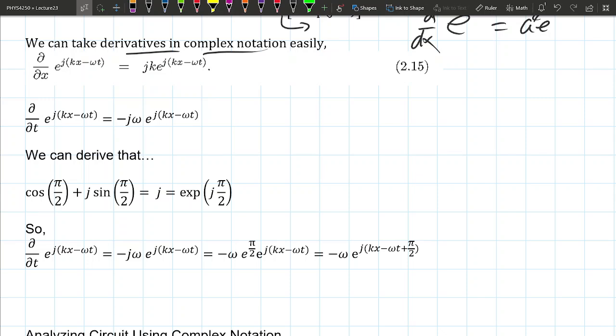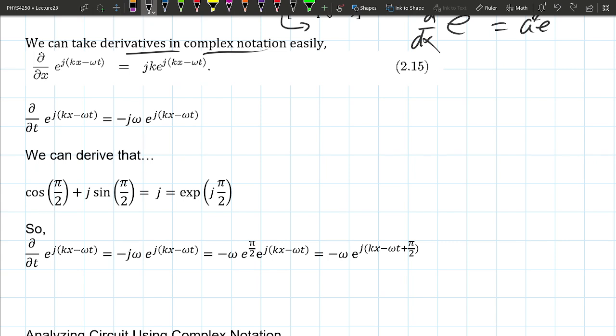And we're going to use this. So when you differentiate, let's say, this one, when you differentiate this electromagnetic wave with respect to time, negative j omega pops down. It's as if this derivative just turns into this number here. Well, negative j. Well, actually, j is equal to this.